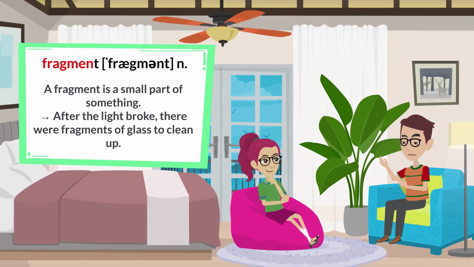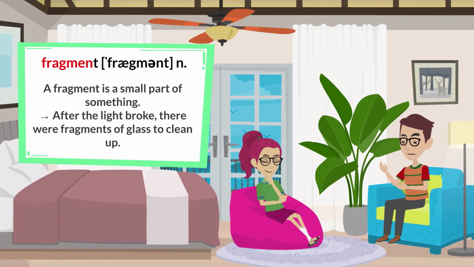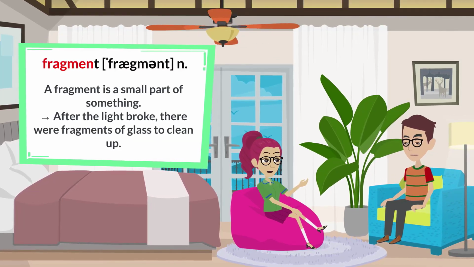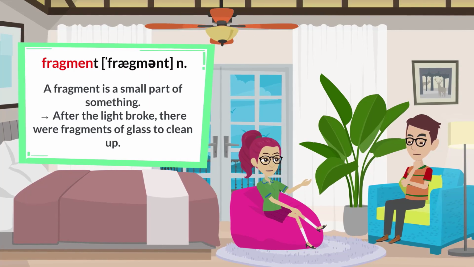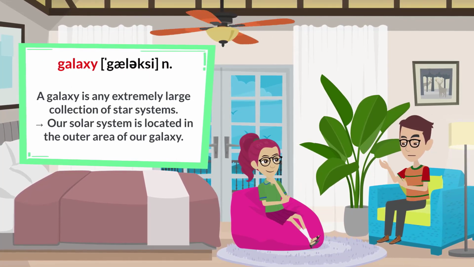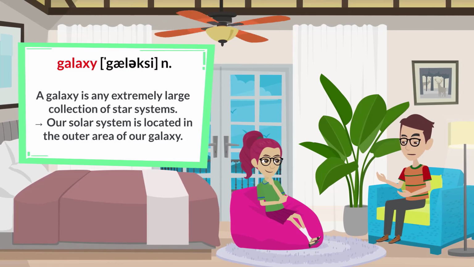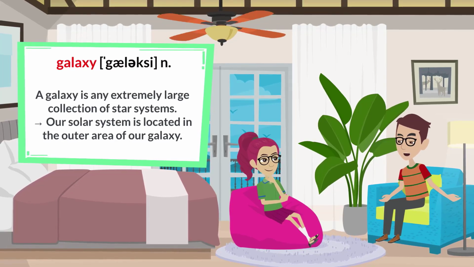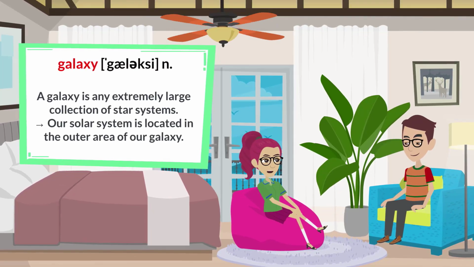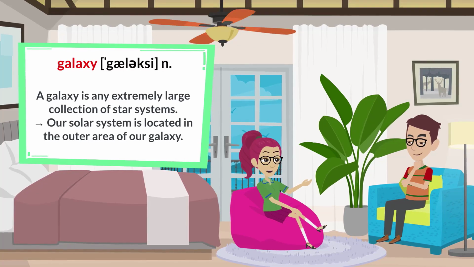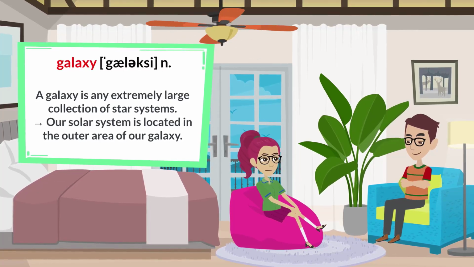Fragment. A fragment is a small part of something. After the light broke, there were fragments of glass to clean up. Galaxy. A galaxy is any extremely large collection of star systems. Our solar system is located in the outer area of our galaxy.